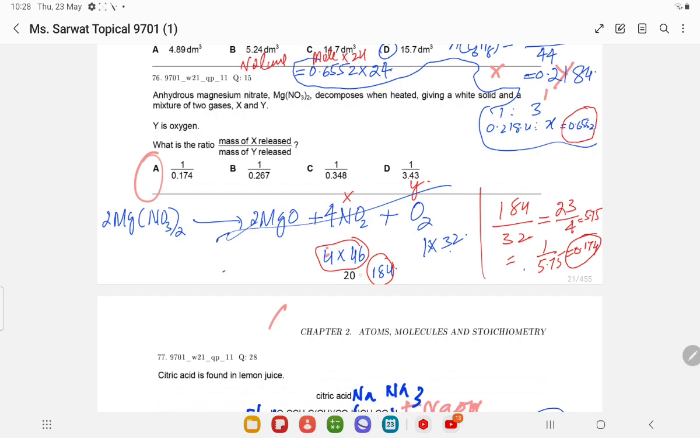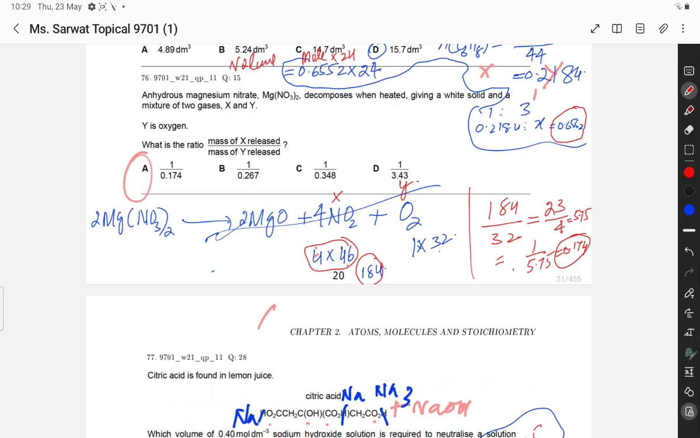So this is the colorless gas, and we know that MR of nitrogen dioxide is 46, mole is 4, so this is 184. The ratio of these two gases is 184 over 32, which is simplified to get 23 over 4, and 23 over 4 is equal to 5.75. So if we know that 1 mole of oxygen, this is 1 divided by 5.75, which is equal to 0.174. So that's why A option is the correct option.